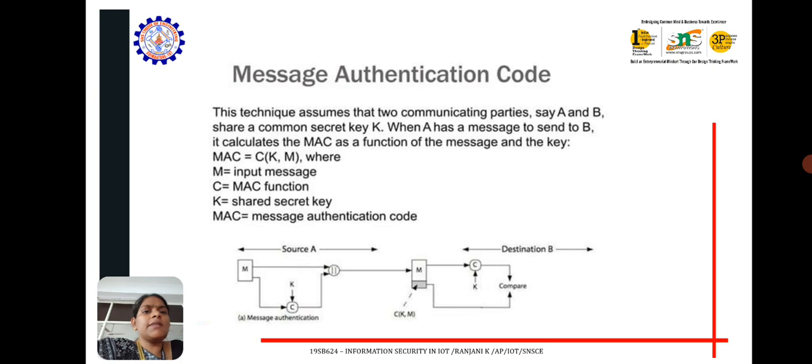So this is an example of how a message authentication code is used. Here you have two communicating parties, represented by A and B, which share a common secret key, named here as K. When A has a message to send to B, it calculates the MAC as a function of the message and the key. So MAC is equal to C(K, M), where K represents the shared secret key, C represents the MAC function, and M is the input message.